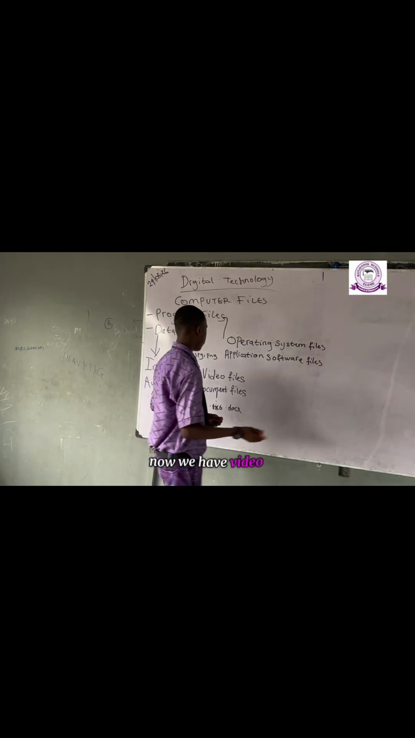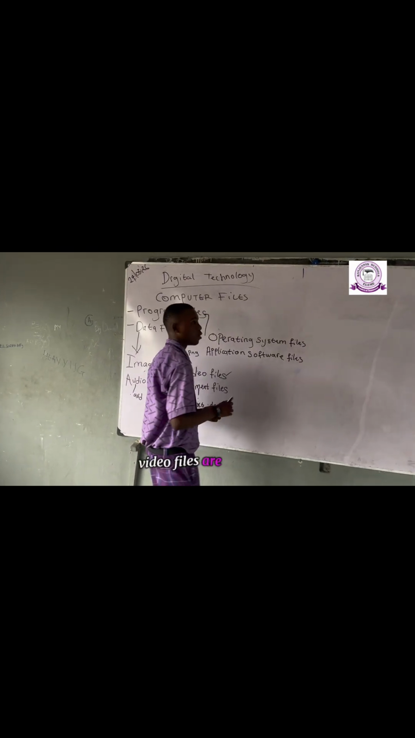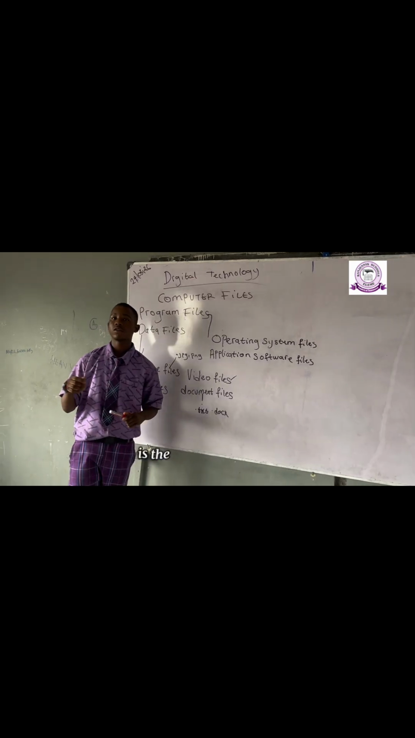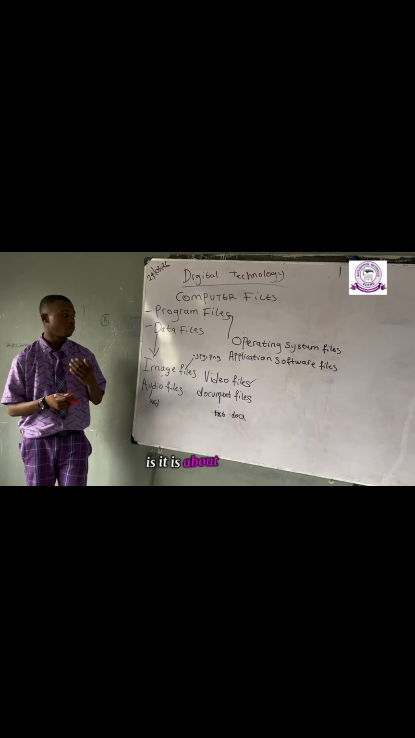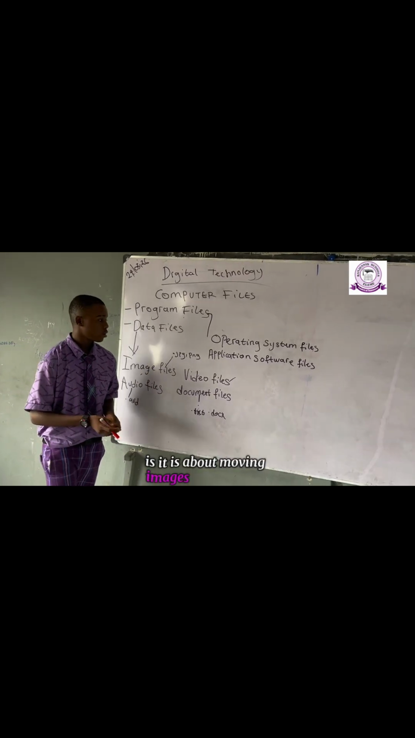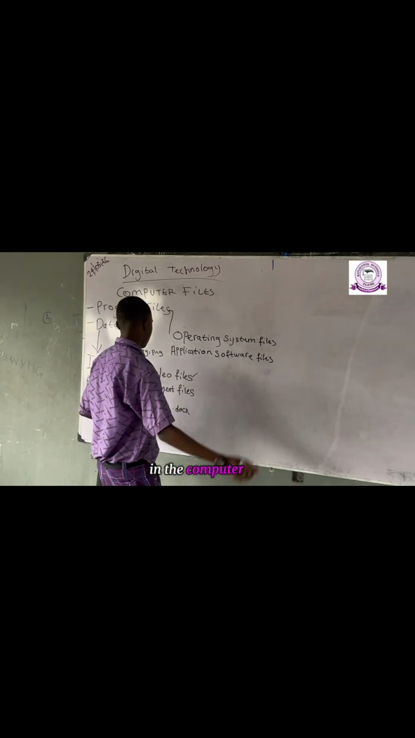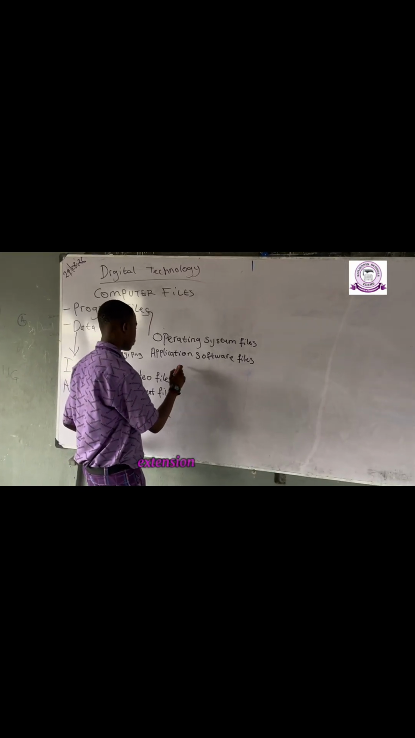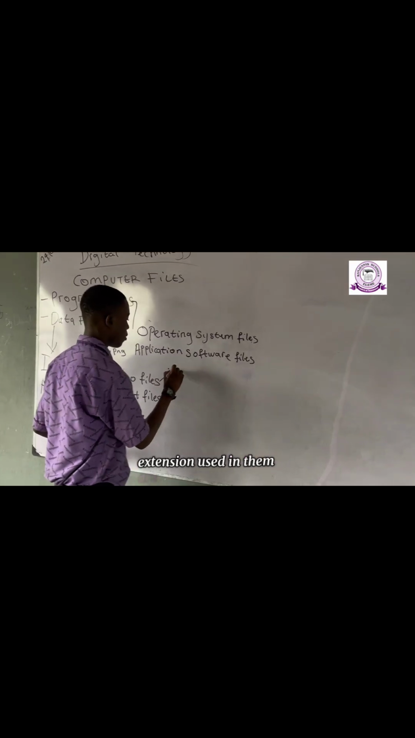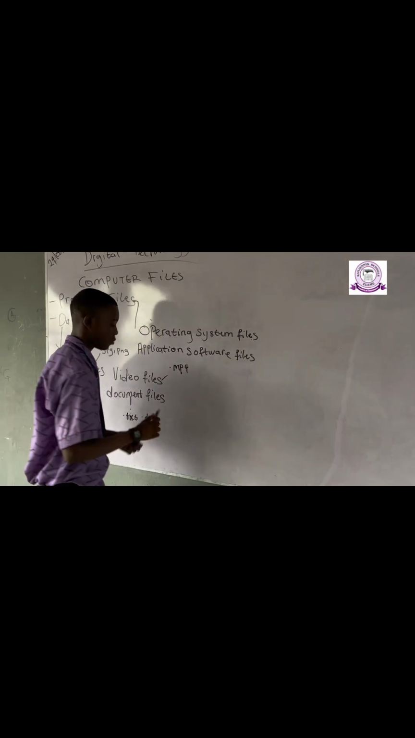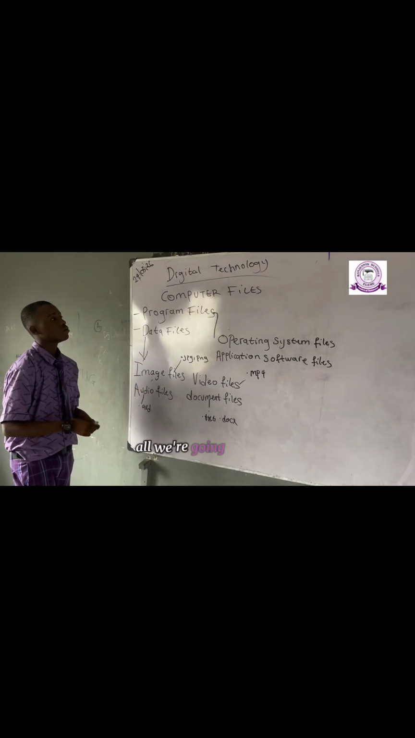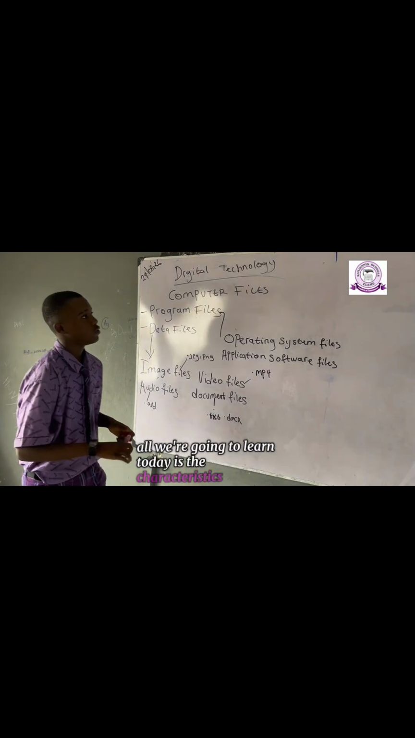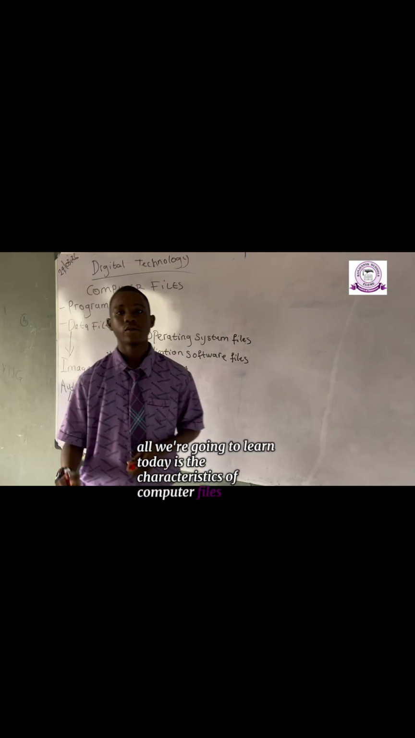Now we have video files. Video files are a combination of both audio and picture files. It is about moving images on a computer. The extension used is MP4. Now that we know what all these are, what we're going to do next is look at the characteristics of computer files.